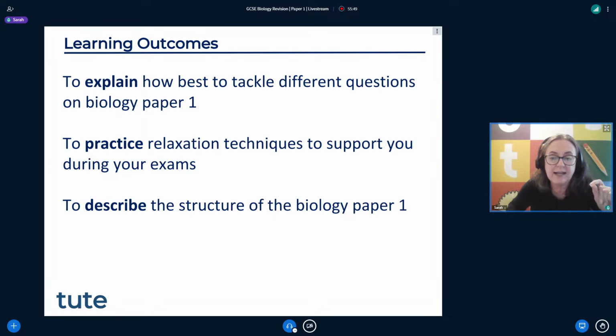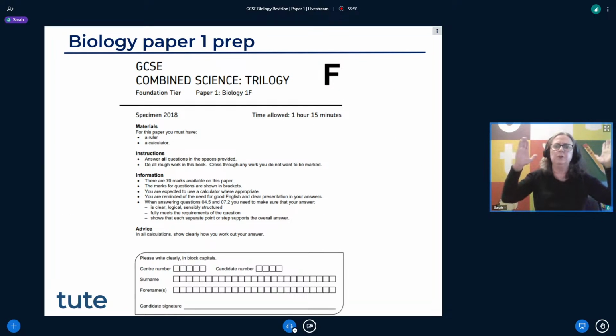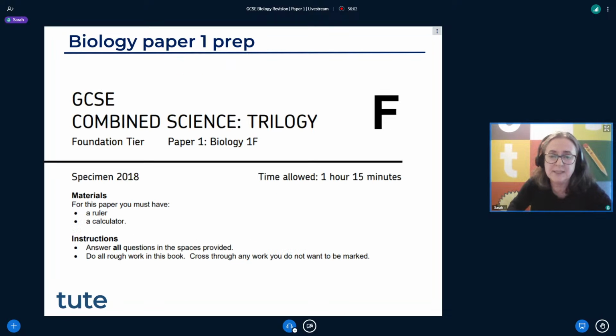So we've looked at tackling different questions. We've looked at relaxation techniques. Now, very briefly, I'm going to look at the structure of the biology paper. So this is what you'll be confronted with tomorrow morning when you sit down at your exam. The information on this page looks a bit dense, but all it's telling you is that the materials you're allowed to bring in include a ruler and a calculator. So if you haven't got your calculator yet, get one on the way in, because you can bring a calculator into all your science exams and your calculator maths papers.